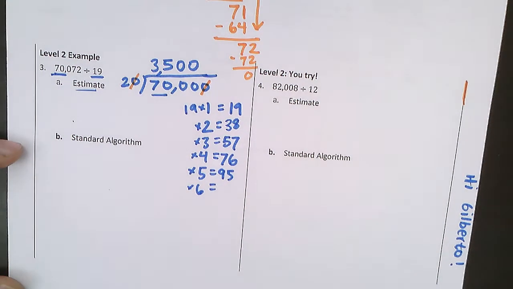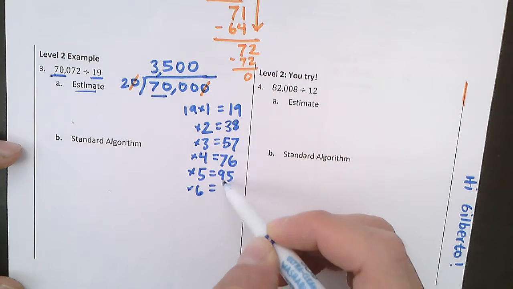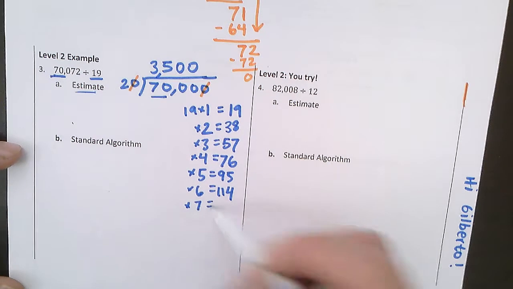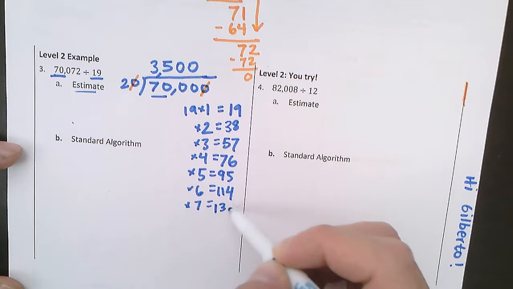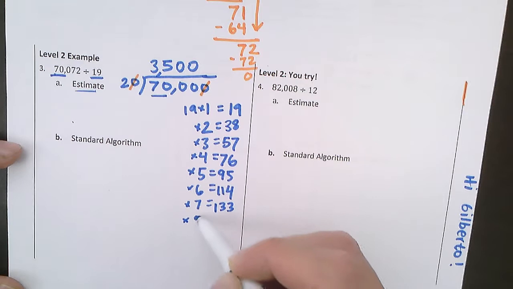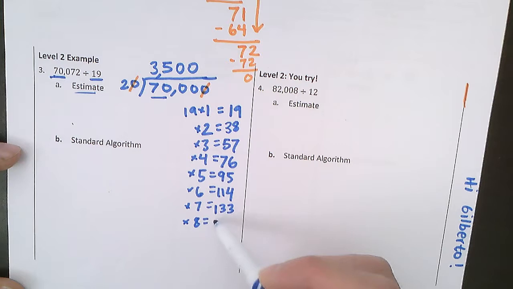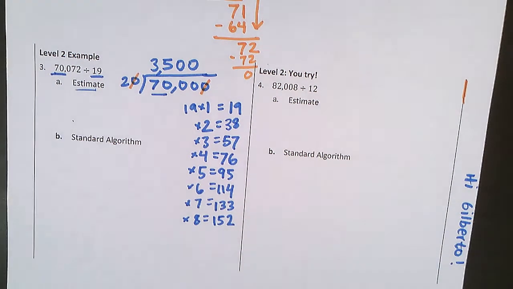19 times 6 is, let's add 20, subtract 1. That'd be 115. Minus 1, 114. Times 7. Add another 20, subtract 1. 134. Minus 1, 133. Times 8. 19 times 8. Add 20 to this. That's 153. Minus 1, 152. All right, I think that's enough for us to get started.